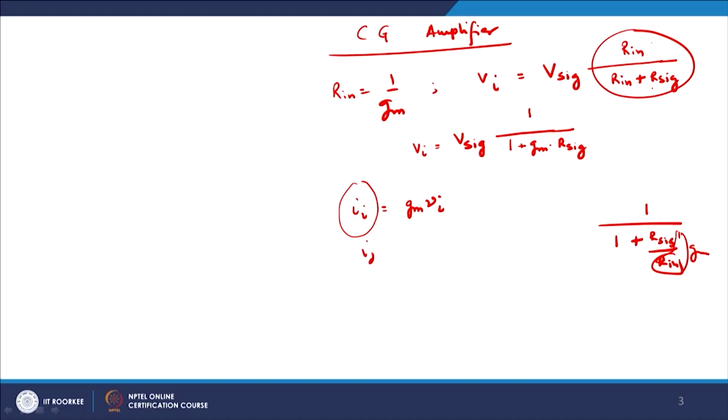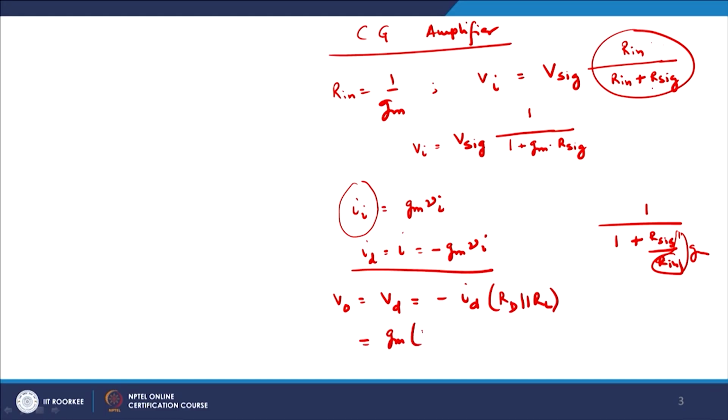So, the drain current which you get is also equal to Gm times Vi, but with a negative sign. So, this will be minus Gm times Vi. Negative, why? Because the current direction will be just reversed compared to that of the source side. Therefore, I get Vo, which is output voltage, also referred to as Vd, equals minus Id times Rd parallel to RL. If you solve it, I get Gm times Rd parallel to RL multiplied by Vi.